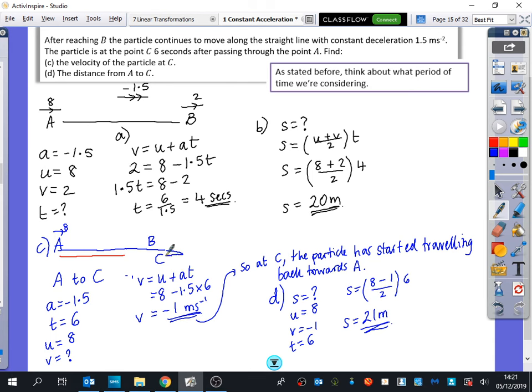Can you see why it has to be on that side? Because it's gone further away. Instead of it being 20 meters, it's 21 meters. But I wasn't to know that until I'd done that calculation. If the distance between A and C was 18 meters, then C would have had to have been closer to A than B was.